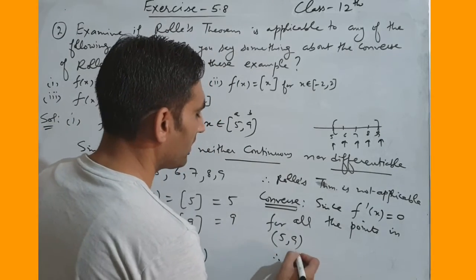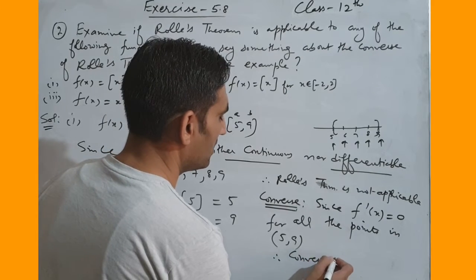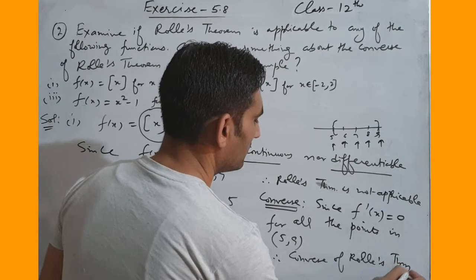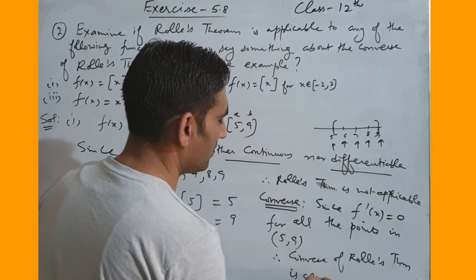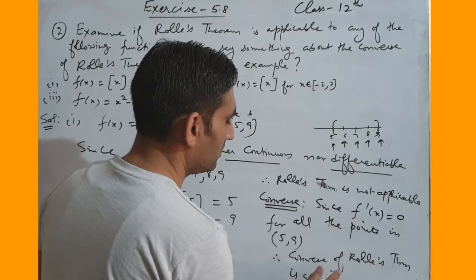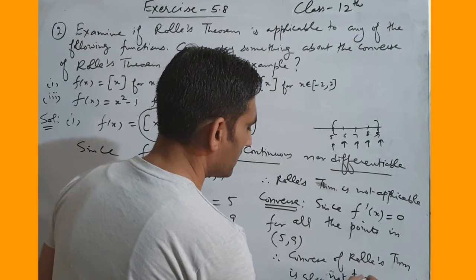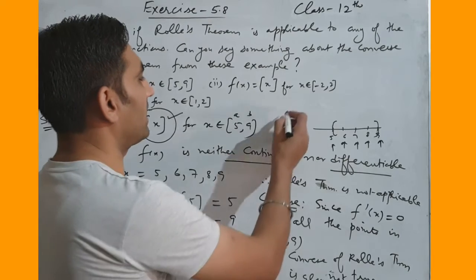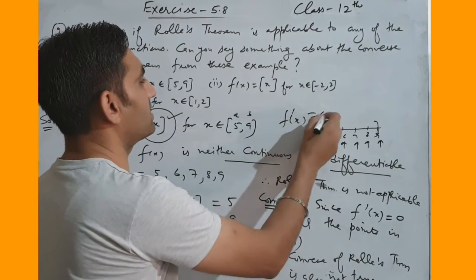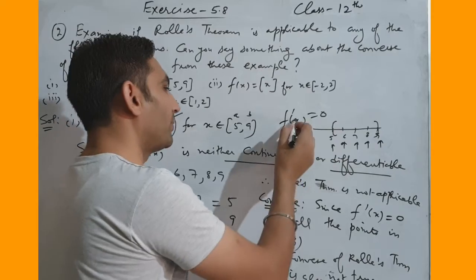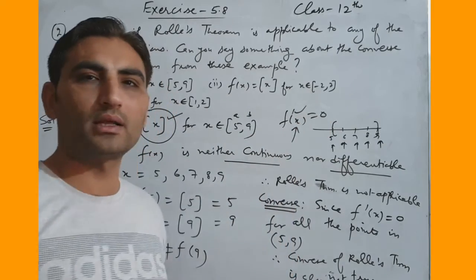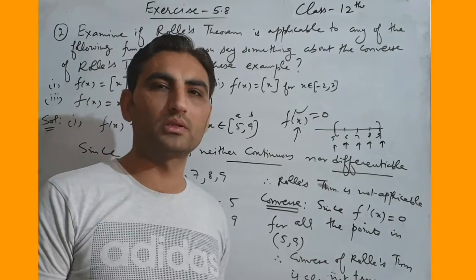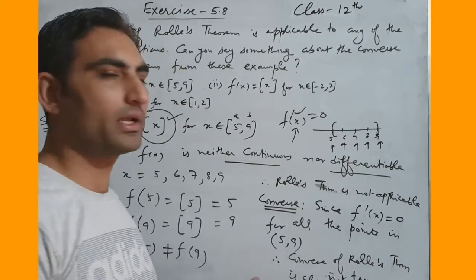Therefore, the converse of Rolle's theorem is also not true. So the converse is also not true in this case, because when you write the derivative of this greatest integer function, it is 0. Whatsoever you put here in place of x, you will get the answer equal to 0. So the converse of Rolle's theorem will also not be true in this case.